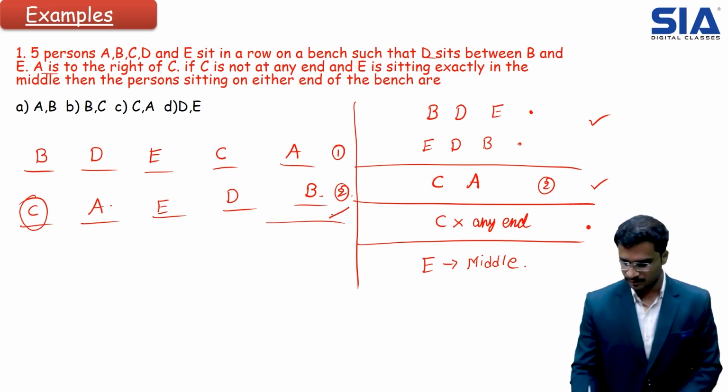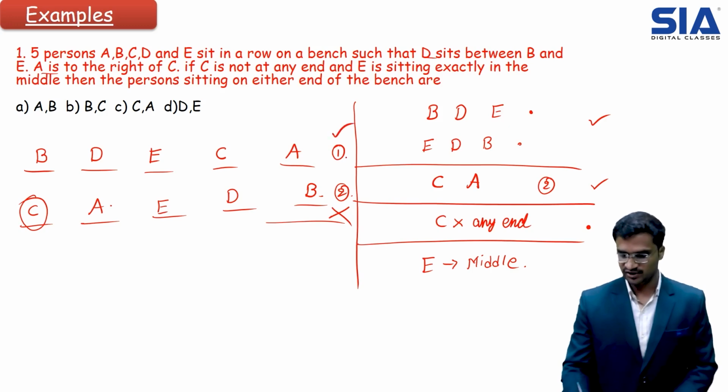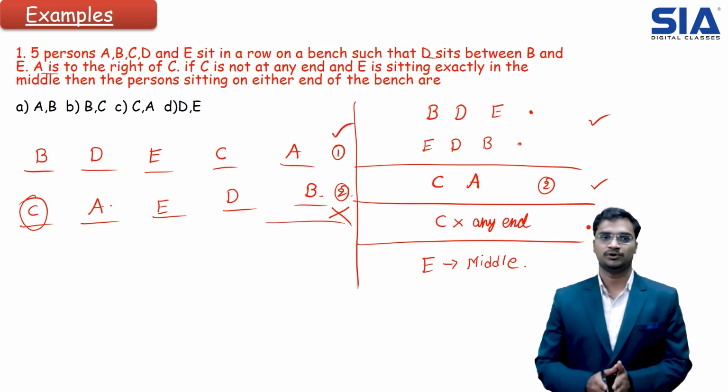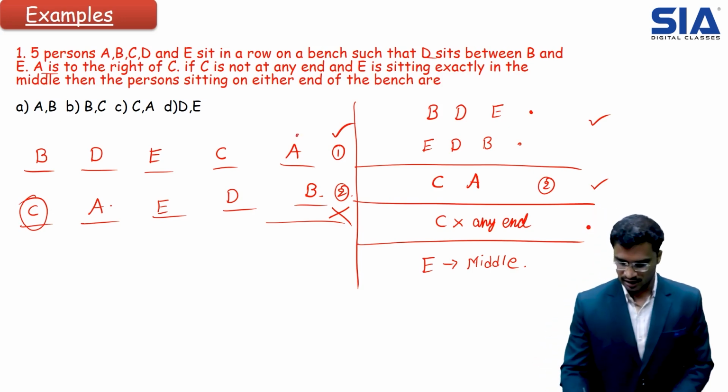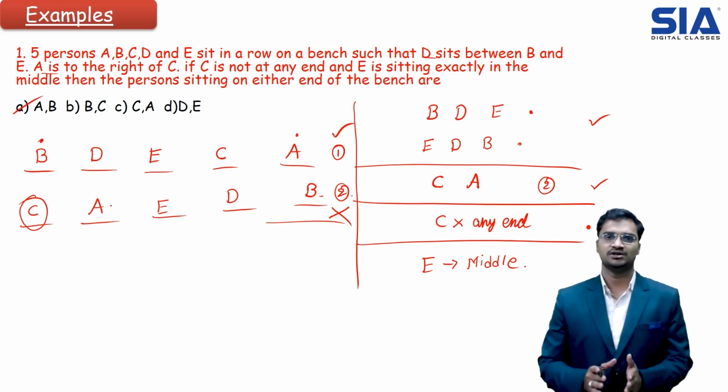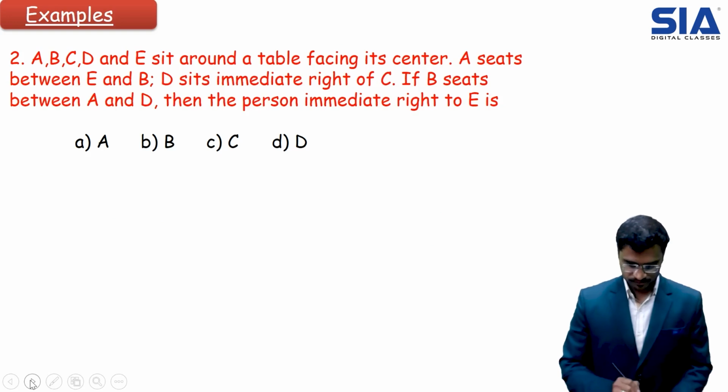So this second possibility is ruled out. The first possibility should be taken. Now solving this using this first possibility. Then the person sitting on either end of the benches. So at the end, who are sitting? A and B are sitting. So our answer is option A. Now coming to the next question.